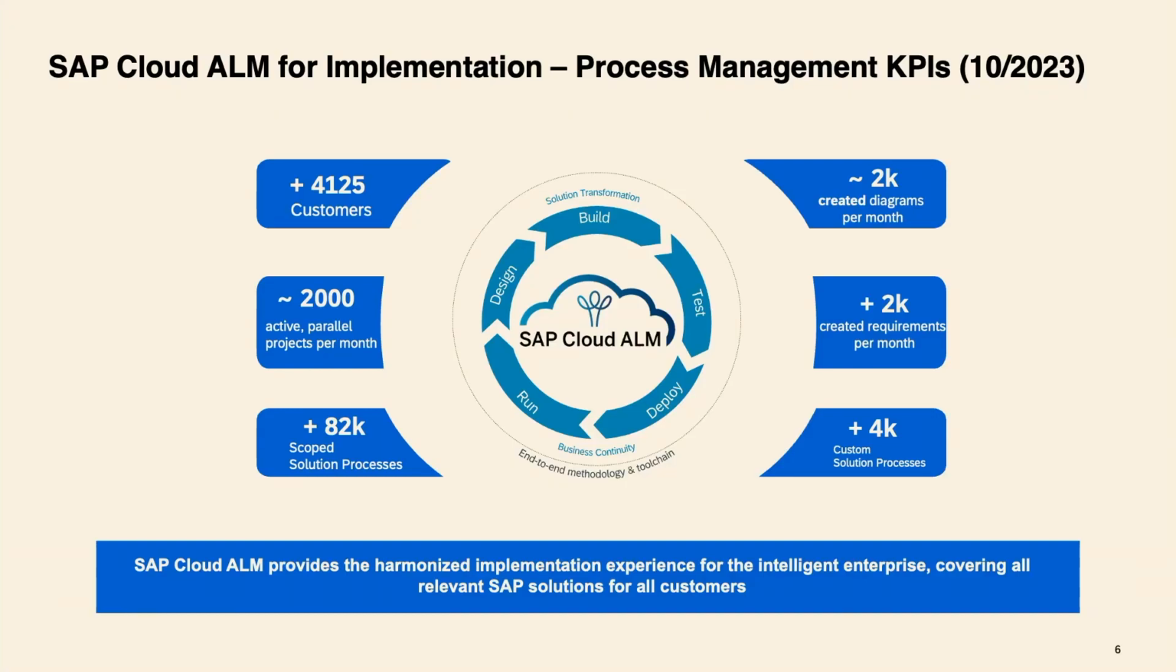Some more KPIs out of the process management. We have more than 87,000 scope solution processes already, more than 7,000 custom solution processes created. There are around 2,000 BPMN diagrams modeled per month, and we have more than 2,000 requirements captured per month.